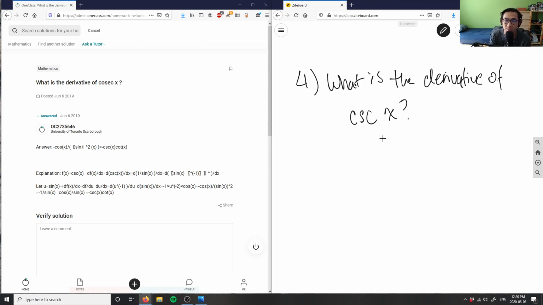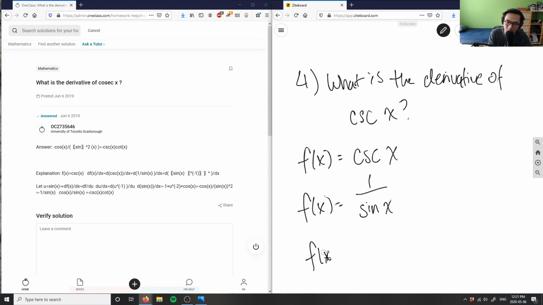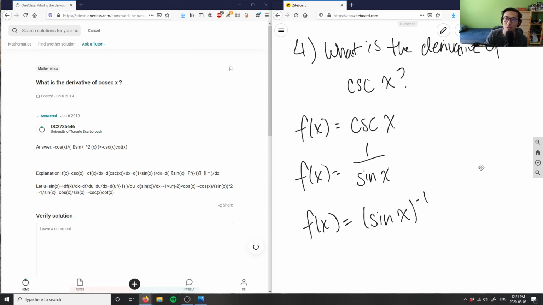Well, what we're going to have to do is use a reciprocal trigonometric ratio, right? Cosecant x also equals 1 over sine x. So if f of x equals cosecant x, you can rewrite f of x as 1 over sine x, from our reciprocal trigonometric ratios. And we can also rewrite f of x as simply sine x to the power of -1. Given this, we're going to find the derivative.